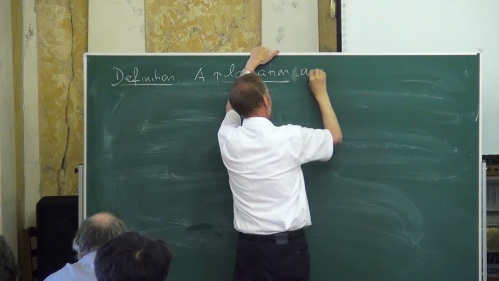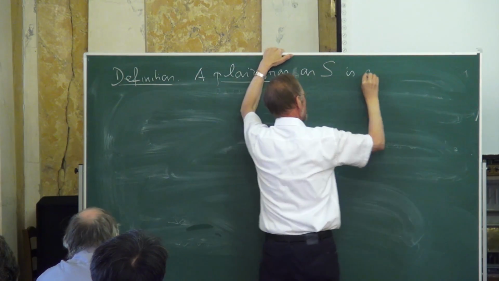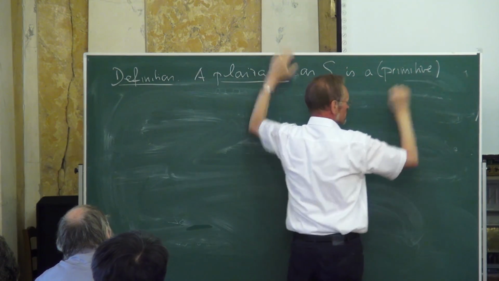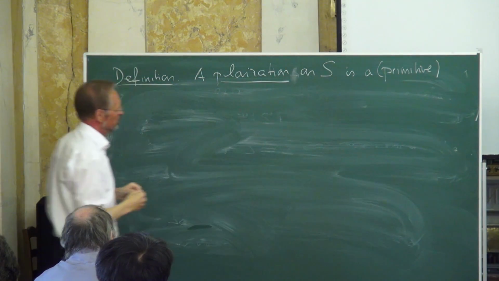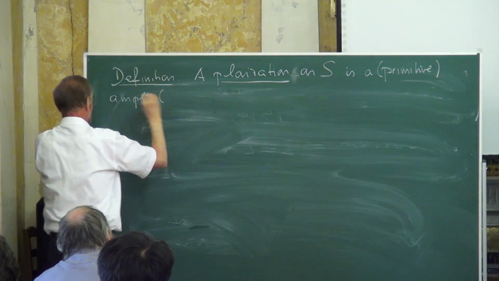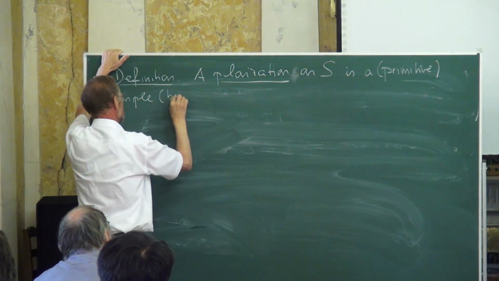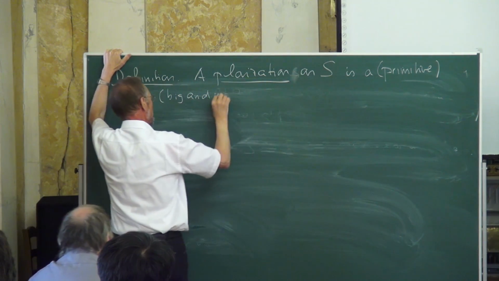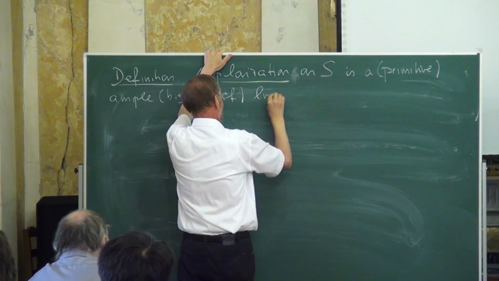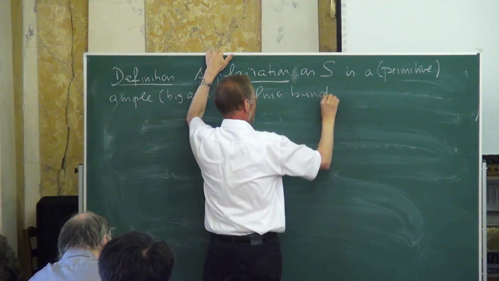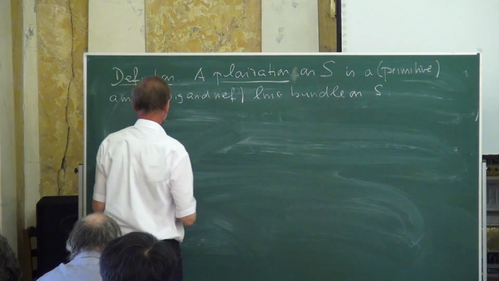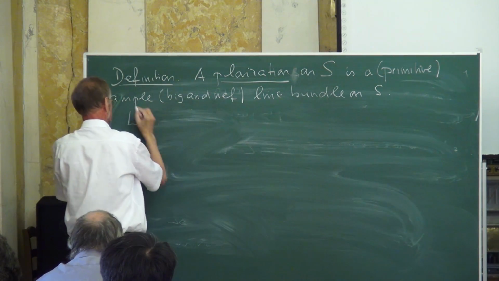On S is a, in my case, I always want to assume primitive, so it's not a multiple of another line bundle, ample, and what I really want is big and nef. Never mind what that is, line bundle on S. Okay?